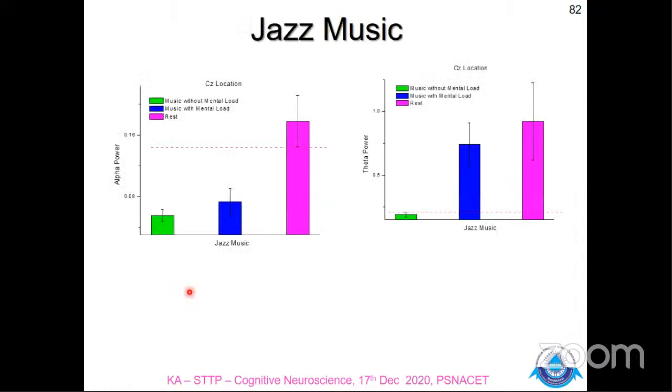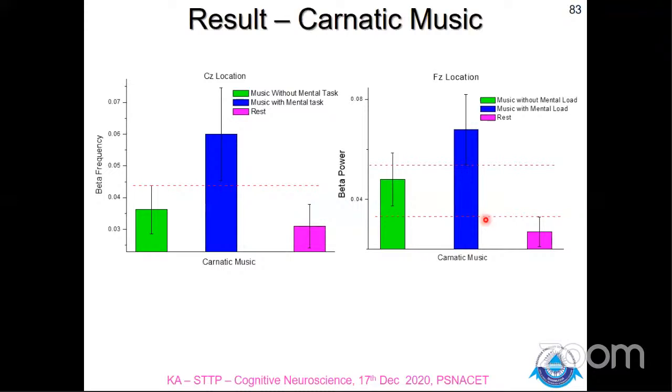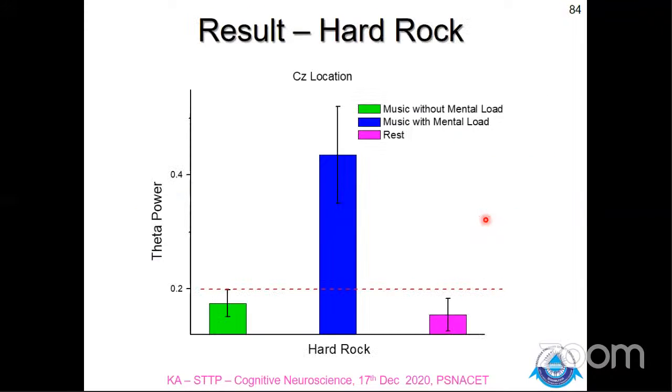So this is the result for Jazz music for alpha power, without music and without workload, and with mental workload. What will happen? This is for the C set location. We don't want in-depth information on all of it. Next, this is Carnatic music. What happens in the beta frequency for the frontal lobe and the central lobe? This is for hard rock. But we move on to the conclusion side.